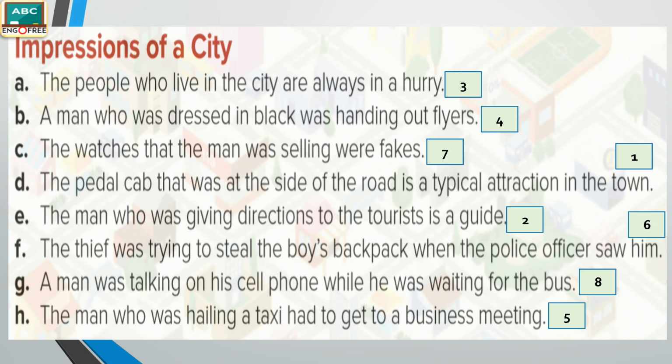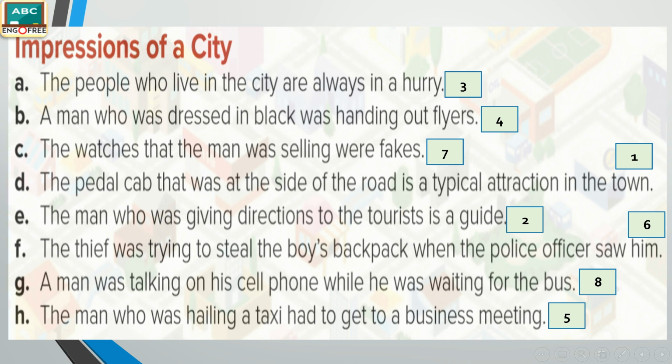Now, I want you to listen and check your answers. Impressions of a city. A. The people who live in the city are always in a hurry. B. A man who was dressed in black was handing out flyers. C. The watches that the man was selling were fakes. D. The pedal cab that was at the side of the road is a typical attraction in the town. E. The man who is giving directions to the tourists is a guide.